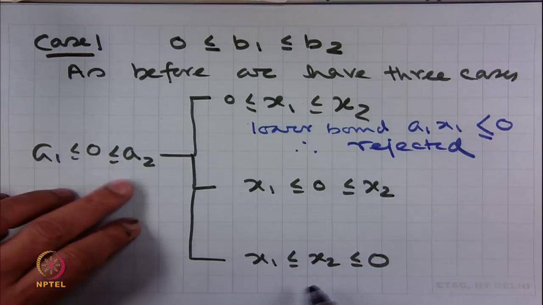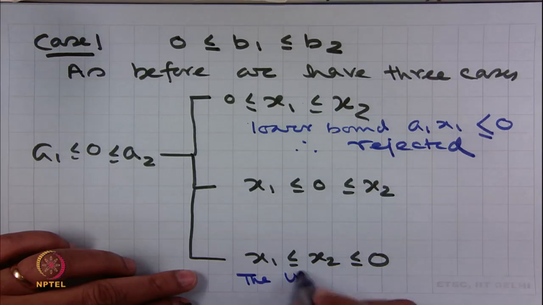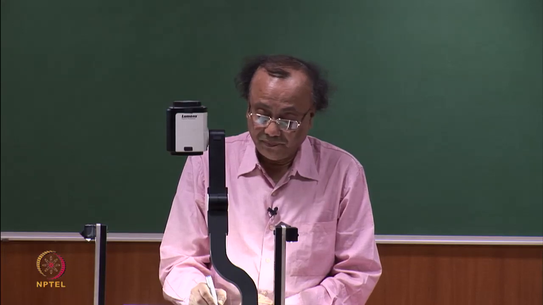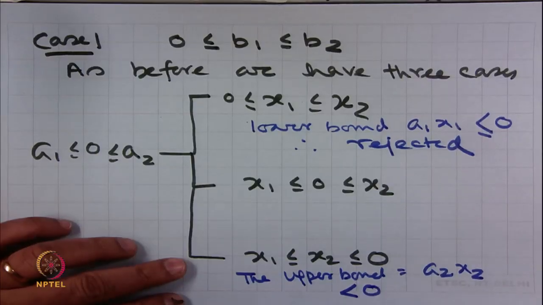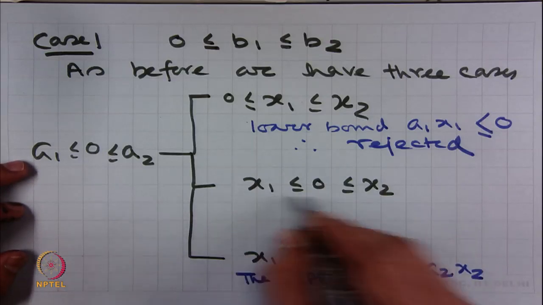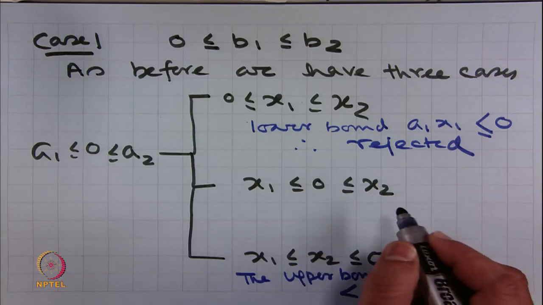In this case, the upper bound is a2 x 2, which is also less than 0. Note that, so the only situation remaining is x1 less than or equal to 0 less than or equal to x2.